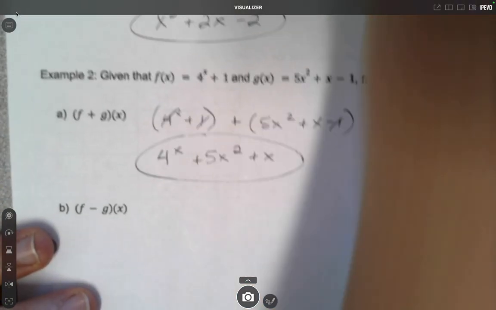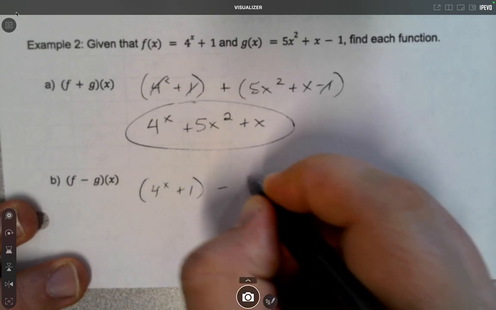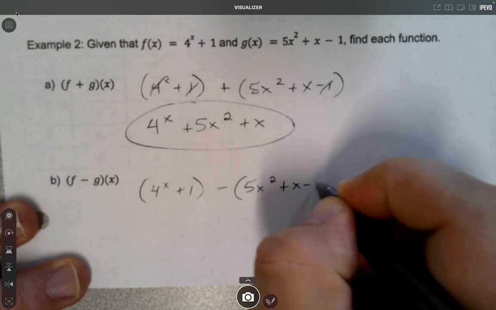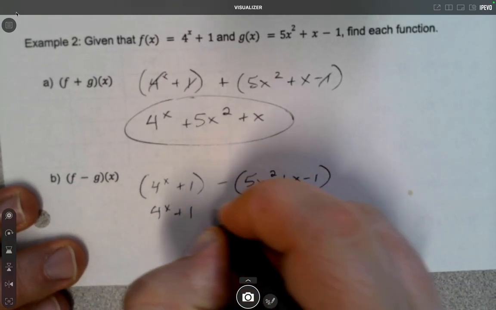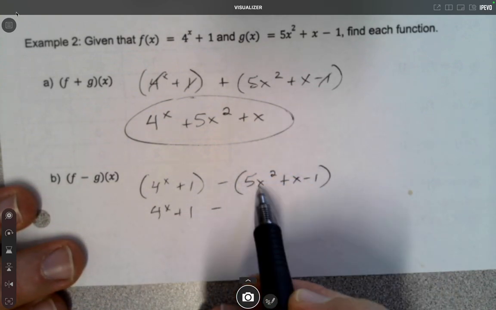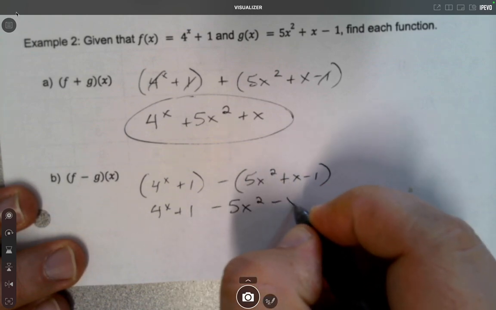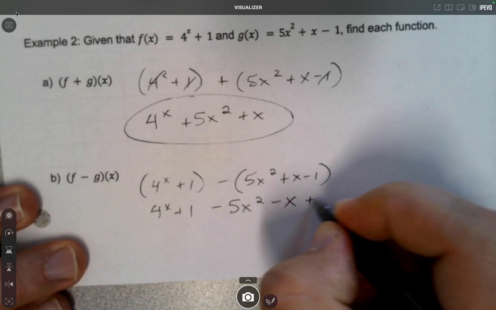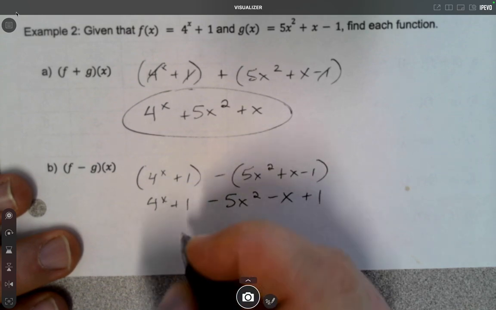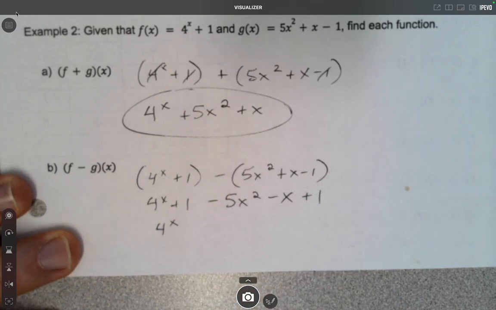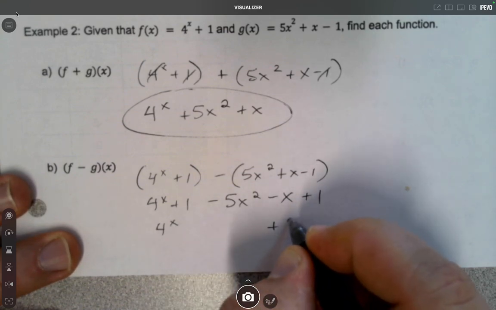Now f minus g, we'll write 4 to the x plus 1 minus 5x squared plus x minus 1. Just like we did in the first example, I just dropped the parentheses for the first set. But on the second set, we got to make sure we apply this minus. So it's minus 5x squared minus x minus negative 1 is plus 1. So this is the only 4 to the x. This time we have 1 plus 1, so it's going to be plus 2.